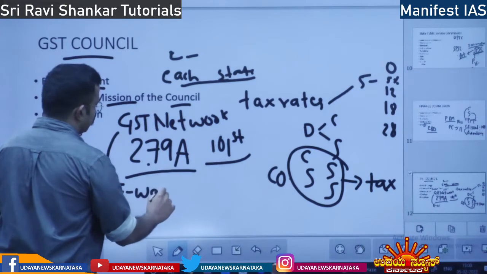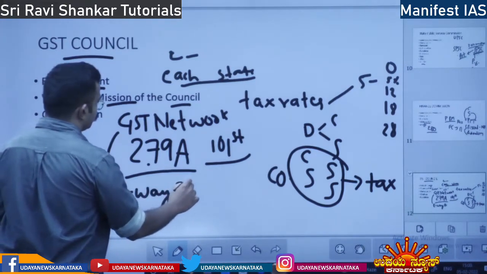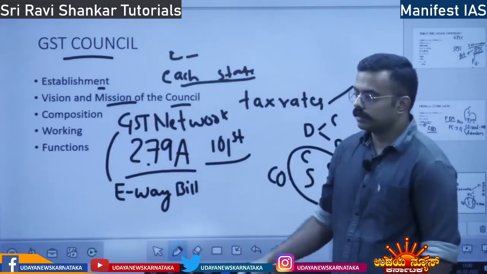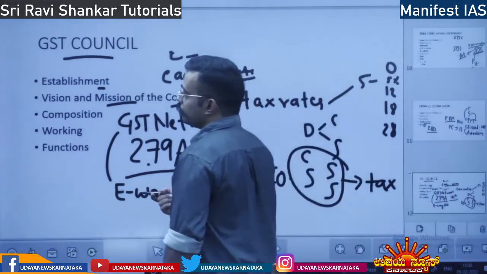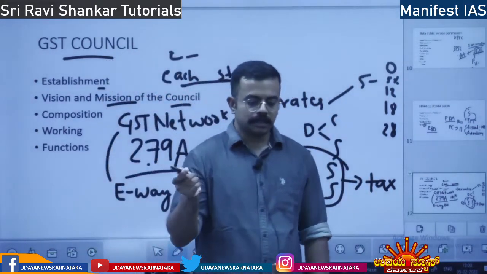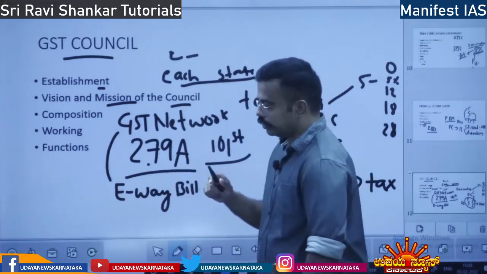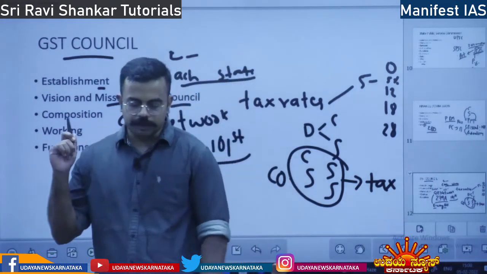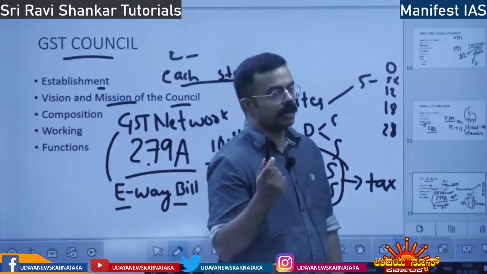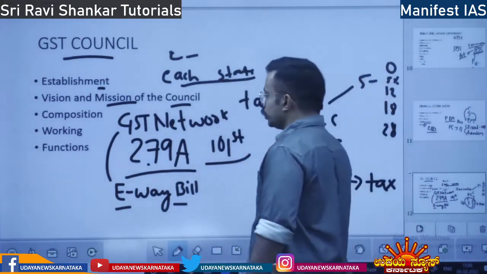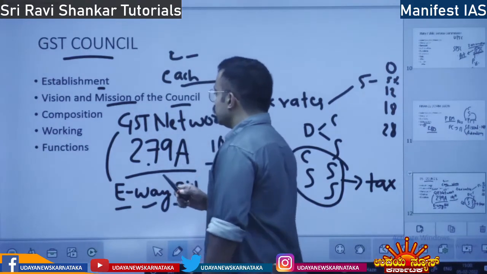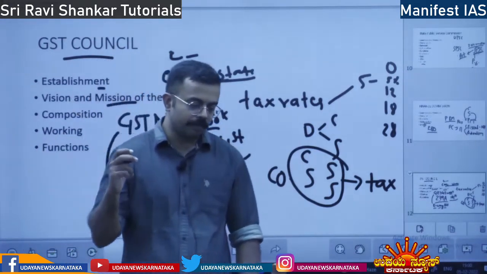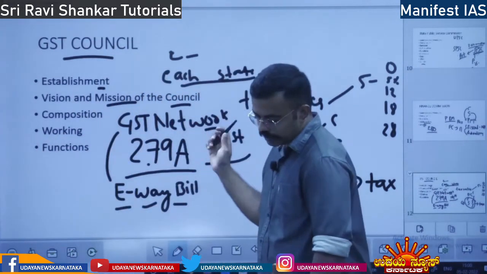What is this e-way bill? Suppose you send a good from Karnataka to Tamil Nadu. Earlier, what used to happen? That good was stopped at the Tamil Nadu check post and we had to pay the Tamil Nadu permit or tax, then move forward. Now we have the e-way bill. If the e-way bill is there, that truck moving from Karnataka to Tamil Nadu need not stop at the check post. It can directly go to the destination. And the payment of taxes is made easy via the GST network.